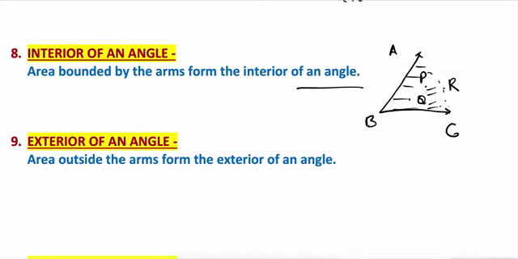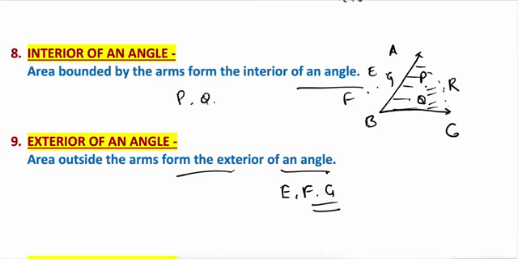But if some points are here, like E, F and G, in the area outside the arms, that is called the exterior of the angle. So the area outside the arms is called the exterior of the angle. Points E, F and G form the exterior of the angle, and the points P, Q and R, which are inside the arms, form the interior of the angle.